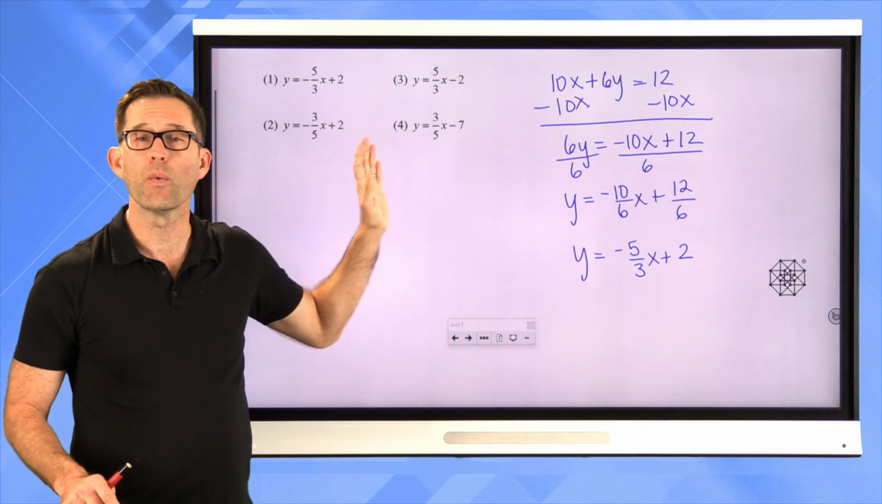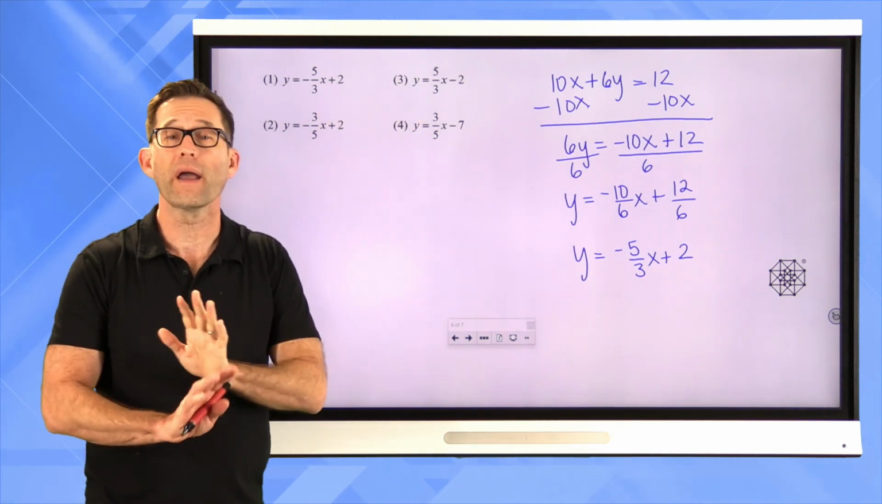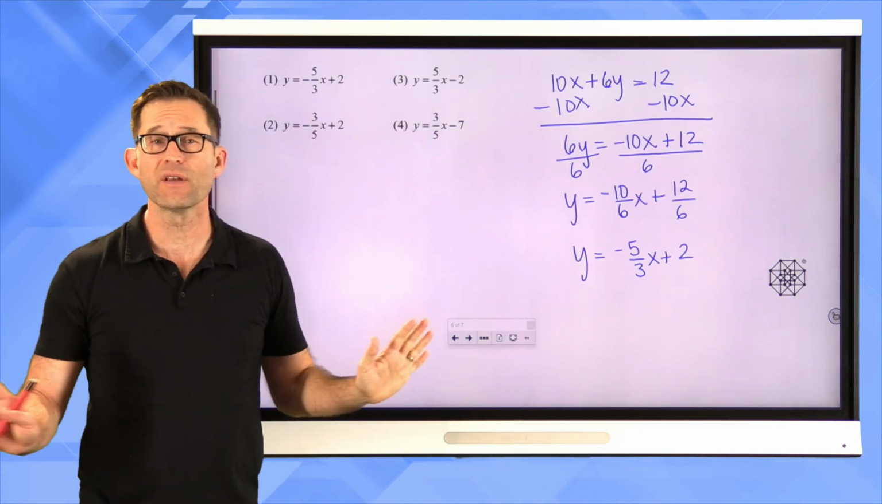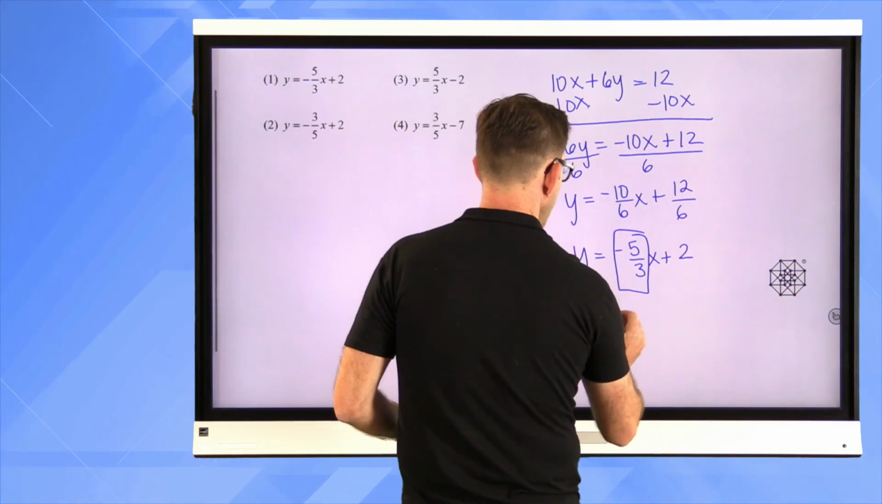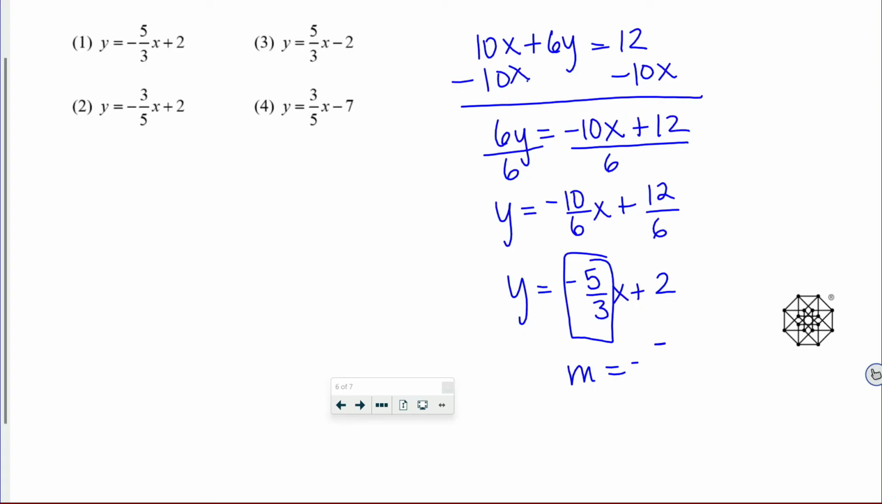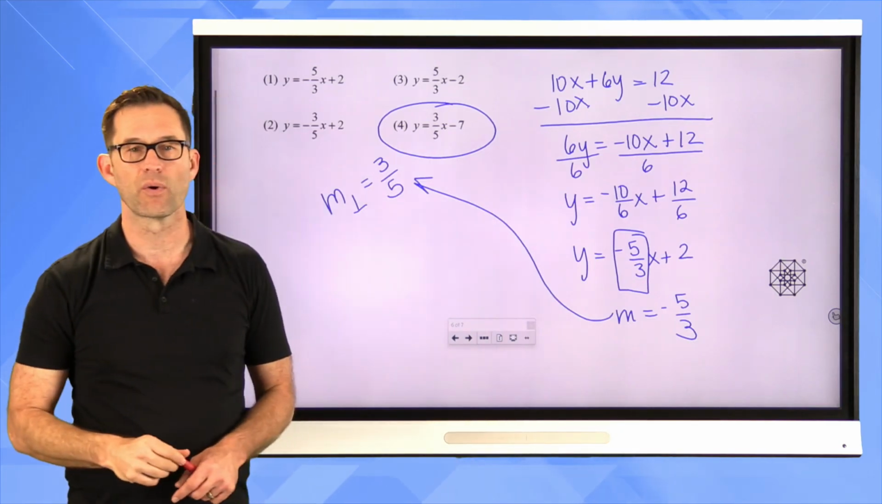Now, that's the line I'm starting with. I just want to know which one of these 4 lines is perpendicular to it, and quite frankly, the y-intercept is irrelevant. Just irrelevant. Has nothing to do with the problem, right? All I care about is that the slope of this line is negative 5/3, which means the slope of any line that's perpendicular to it has to be a positive 3/5, and that means choice 4 is the correct answer.